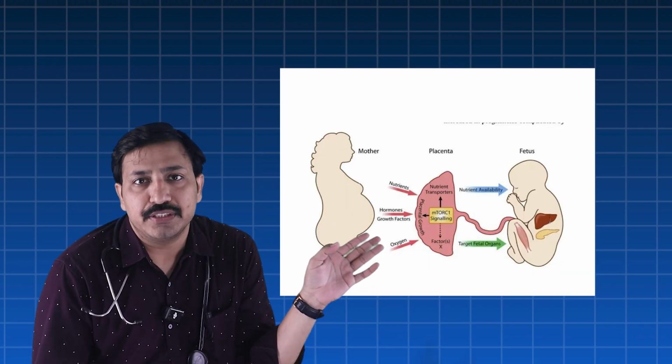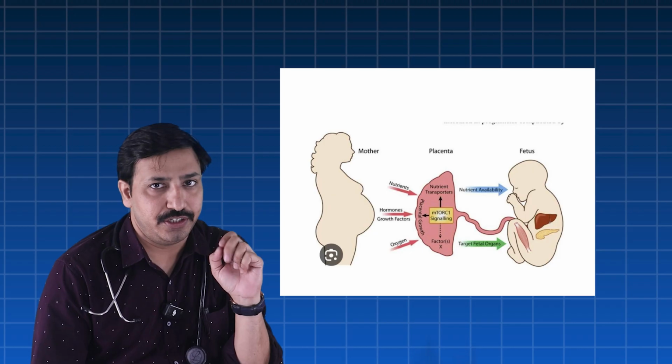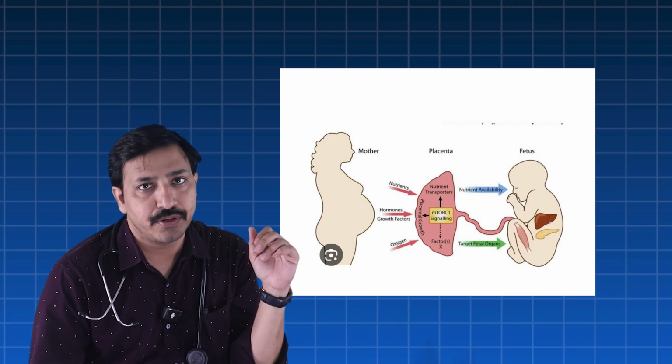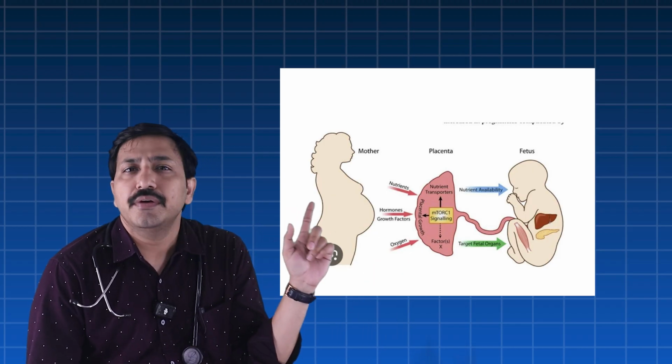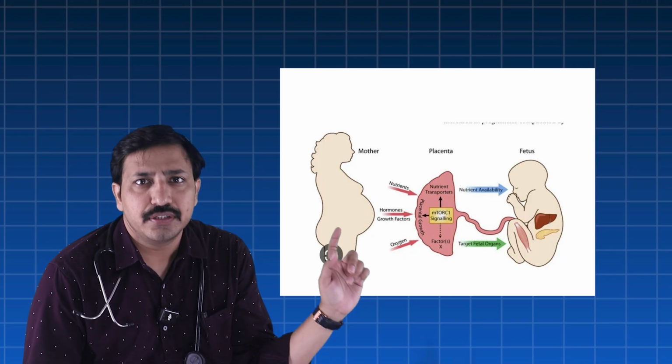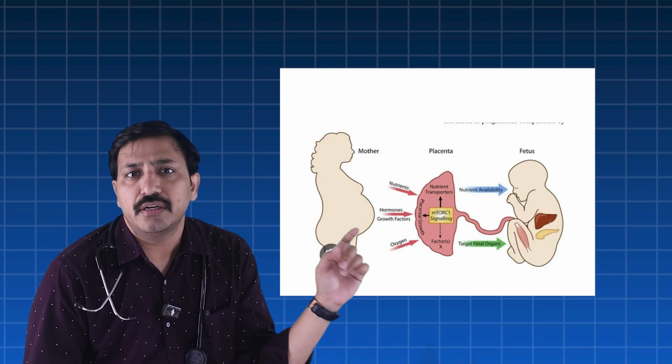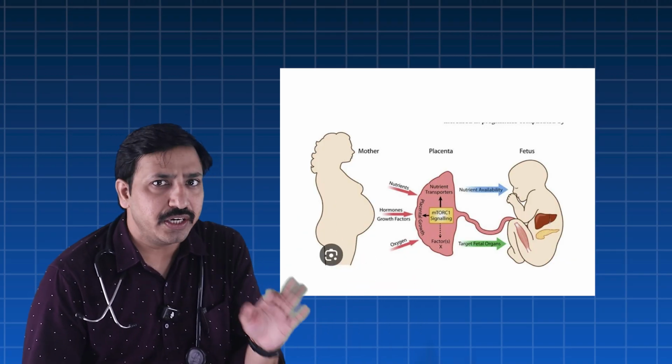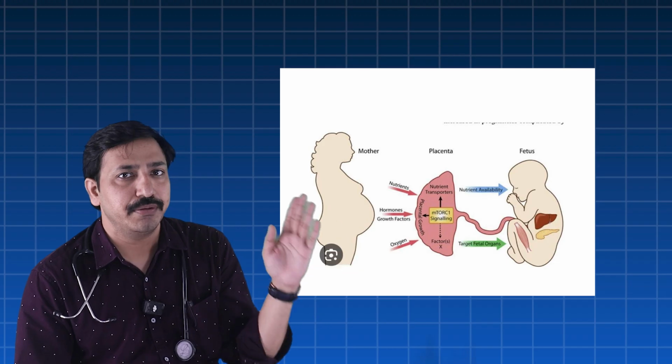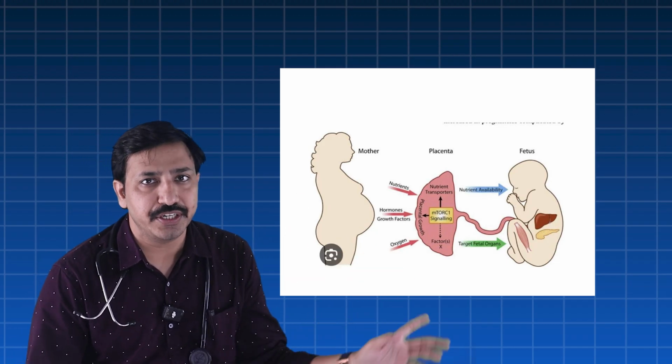We'll continue in this session. This is how the blood flow happens. We are discussing this as three separate units: mother, fetus, and in between there is a placenta. So we are defining it completely separately: mother, placenta, and fetus.